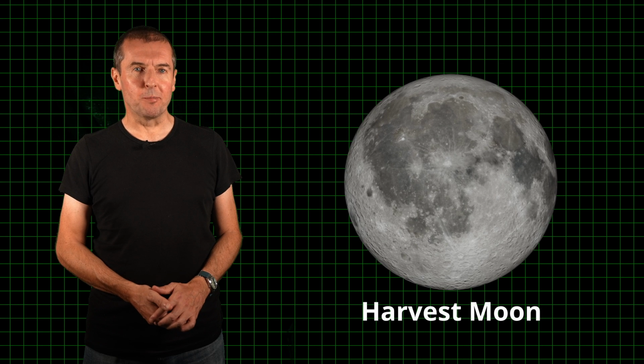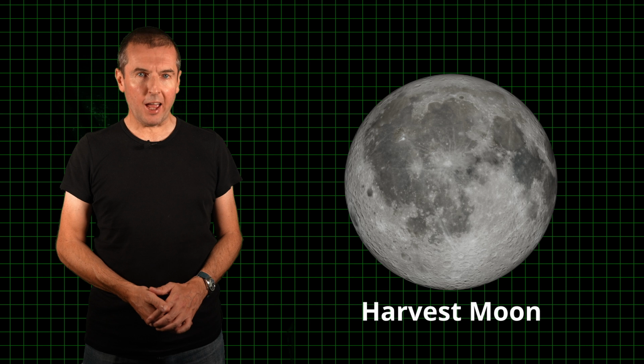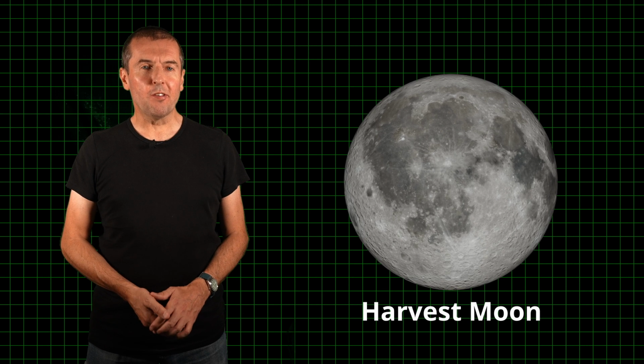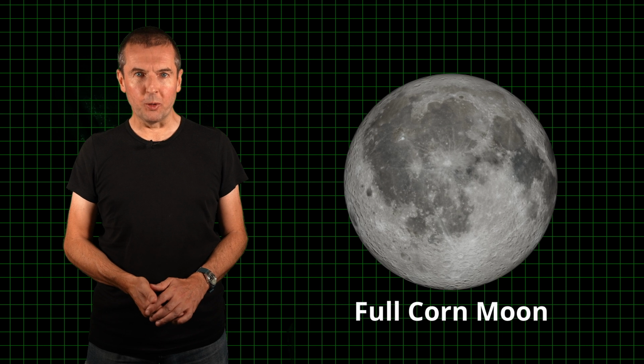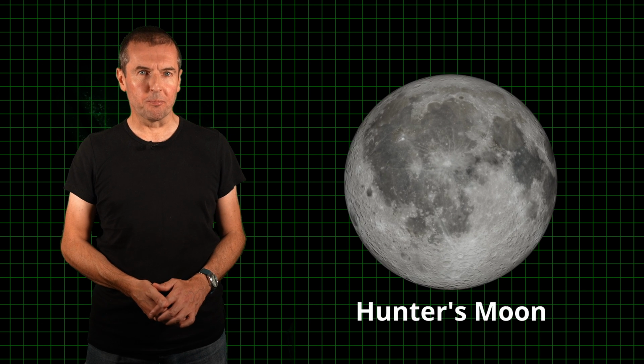Then we have a harvest moon. This is what we call the full moon closest to the autumnal equinox. Since this occurs in September or October, a harvest moon is also a full corn moon or a hunter's moon.